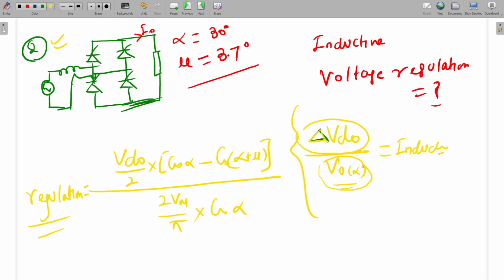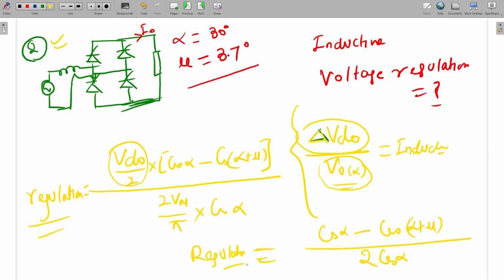Similar to a transformer, with no load and without inductive effect, what will be the output voltage? So drop divided by that actual voltage. Is it clear? What is this VD0 by 2? VD0 by 2 means Vm upon pi. So this factor will be Vm upon pi, and the final will be cos alpha minus cos alpha plus mu, divided by 2 cos alpha. So this will be the regulation. We know the alpha value, we know the mu value, so now we can calculate this.